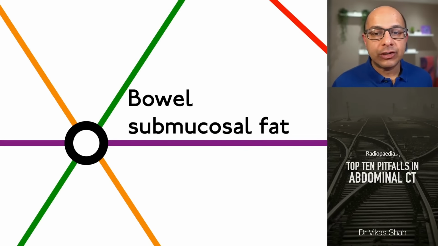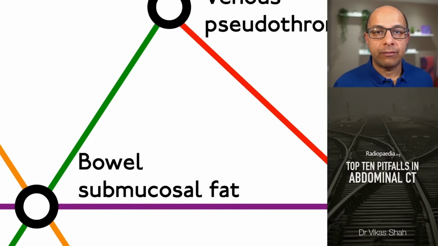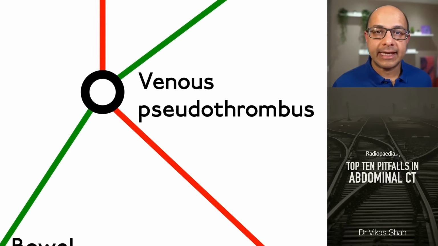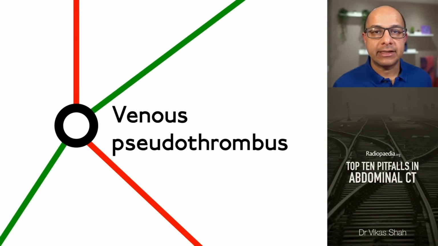We'll now move to our next stop, which is venous pseudo-thrombus. Now, when you're reporting abdominal CT, it's really important to understand the different appearances of contrast enhancement of the organs and of the blood vessels, depending on the phase of imaging, depending on where the cannula has been placed, but also the patient's underlying physiology and how that can influence the state of venous enhancement. And this is to make sure that you can avoid overcalling or undercalling thrombus.